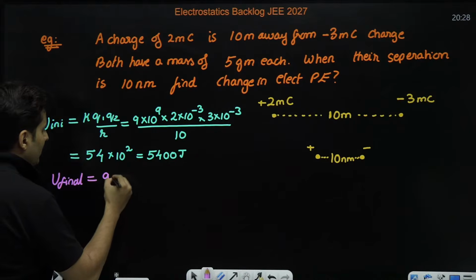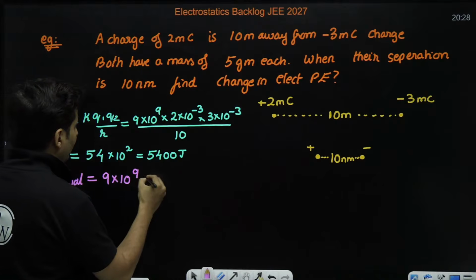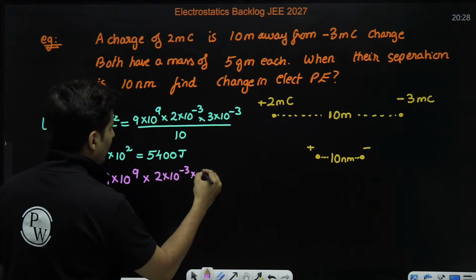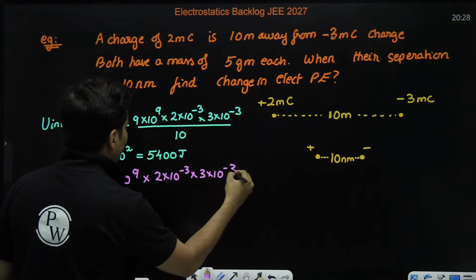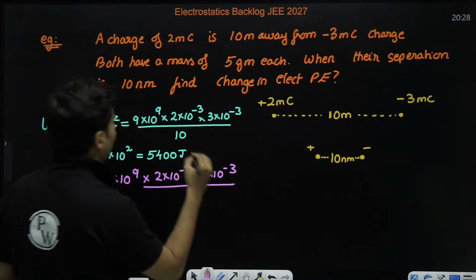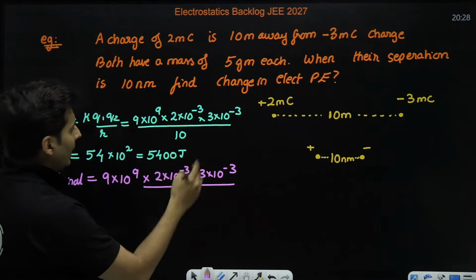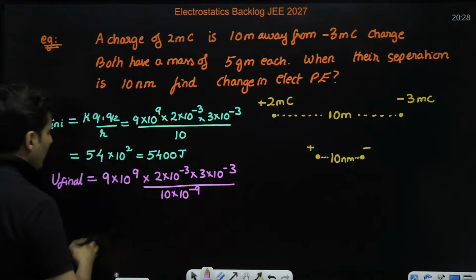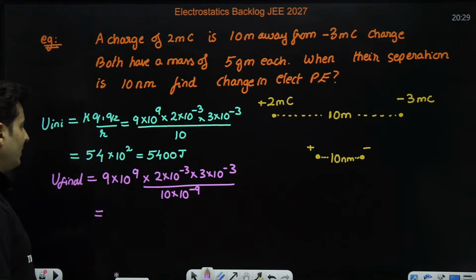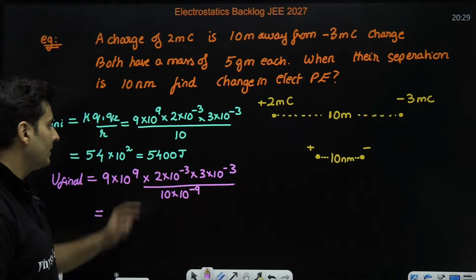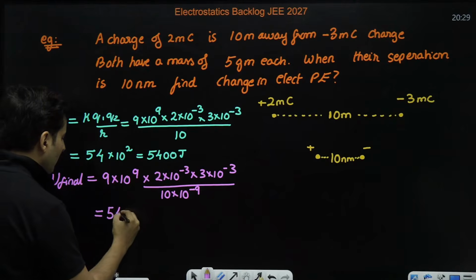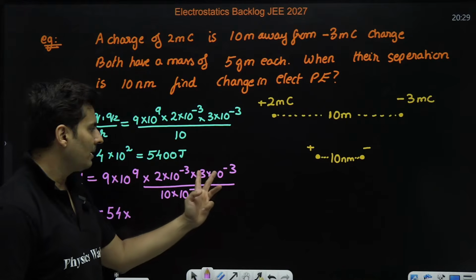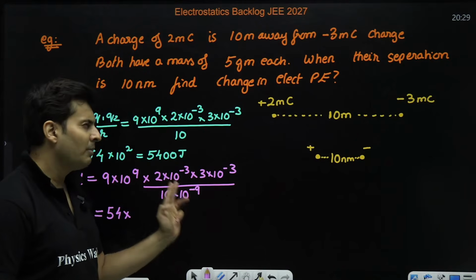Again, same thing, 9 into 10 to the power 9 into charge 1, which is 2 into 10 to the power minus 3, into 3 into 10 to the power minus 3. The whole thing divided by, it is now what? 10 nanometers. So nano is 10 into 10 to the power minus 9. Okay, now let's see what will happen. 9 2s are 18, 18 3s are 54 again. But this time things are a little different. See, this minus 3 will become minus 6. Minus 6 with minus 9 will cancel.